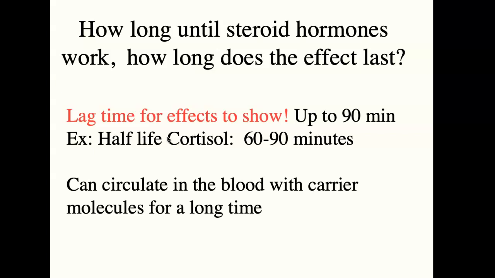Then how long does it last? Well, the half-life of cortisol, which is a stress hormone, lasts about 60 to 90 minutes. So it's long-lasting, the stress hormone. Just think of all these fires happening right now, and those stress hormones, cortisol, just being produced in our body, and how long it takes for you to just settle back down again. So these hormones can circulate a long time. They can circulate in the blood with that protein carrier that I showed you, and they can be circulating for a long time.